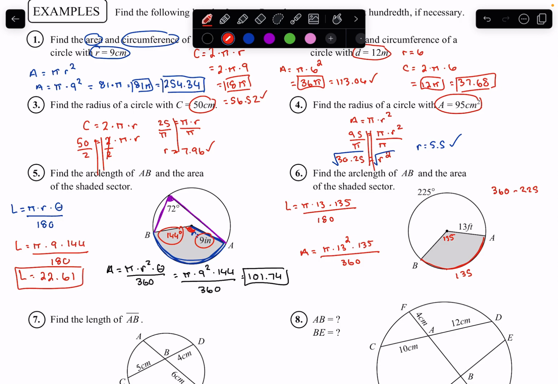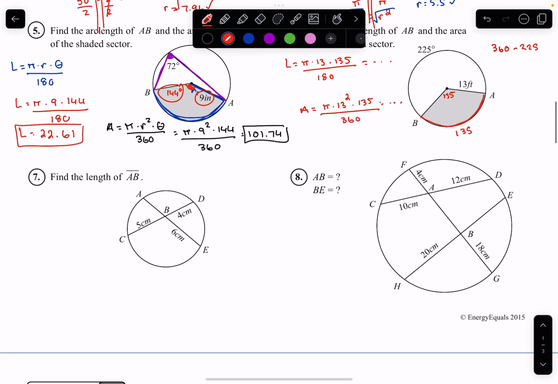Plug those in the calculator. Whatever you get is hopefully correct. Okay, number 7. Find the length of AB. So AB is this red section right here.